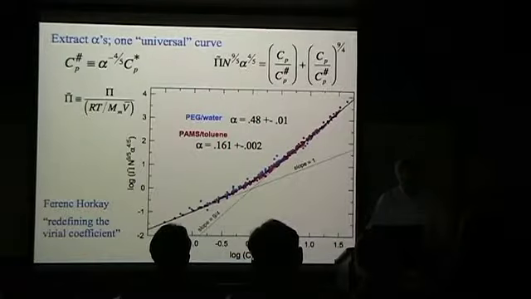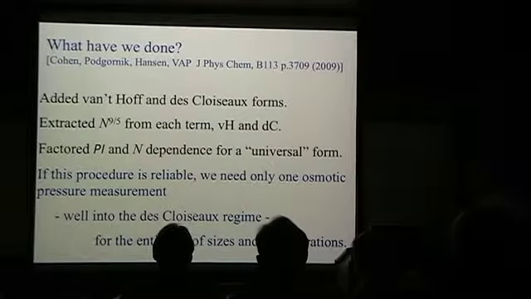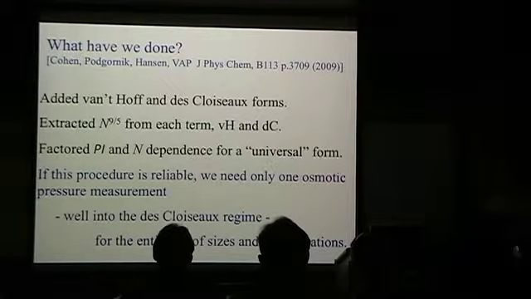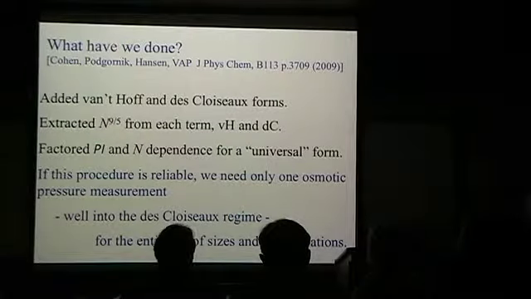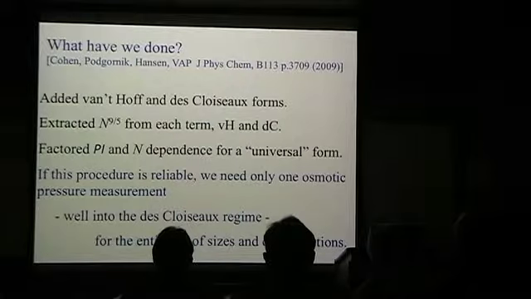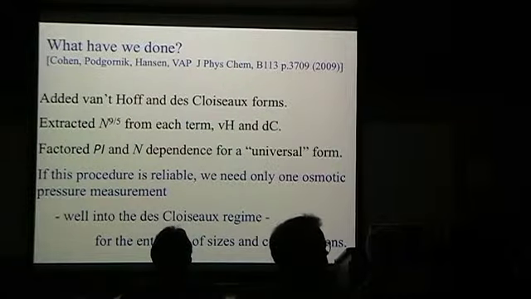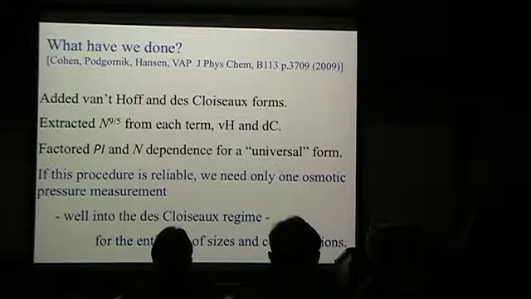Am I the only one who secretly hated the virial coefficients? So what have we done? We added these two forms. We extracted the 9/5. We did all this factoring that I've been talking about. And it's a really weird thought: if I measured one osmotic pressure for one molecular weight, with infinite accuracy, I could actually give you the whole osmotic pressure curve, in principle.